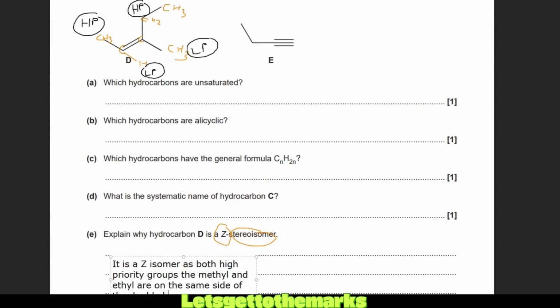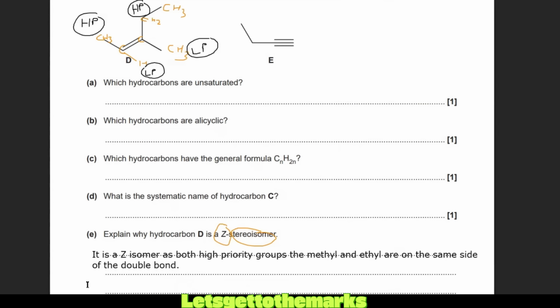Let's go that little bit extra and repeat it, but in the reverse, because you might argue it the other way. You could say both low priority groups are on the same side of the double bond. All of those other things would be the same. And remember, there's no rotation around the double bond, so it's not like this low priority group can rotate there and the high one there, and they can become an E isomer, opposite. They can't do that.